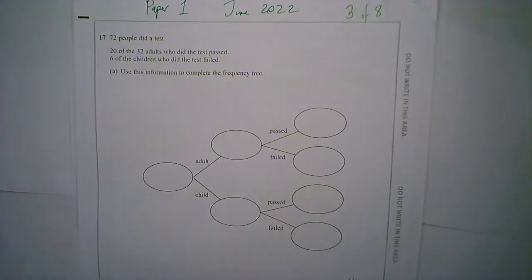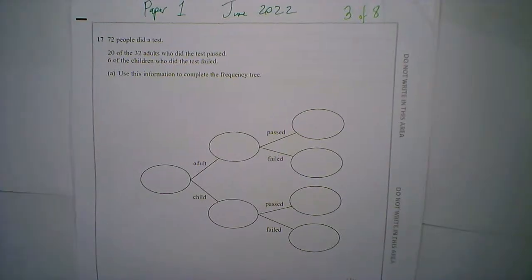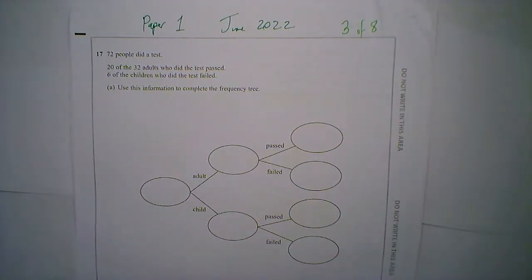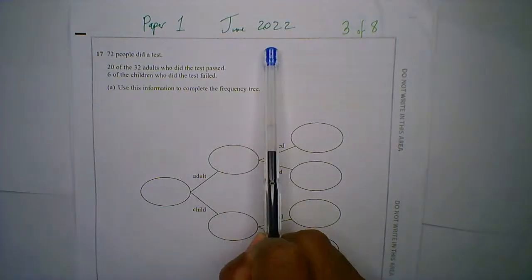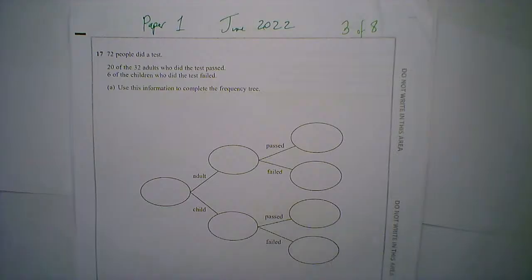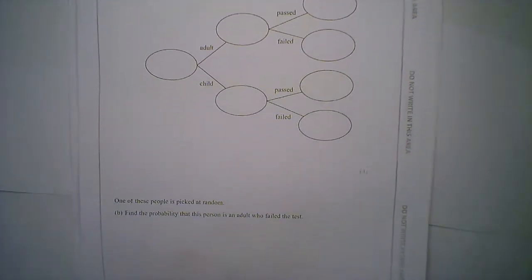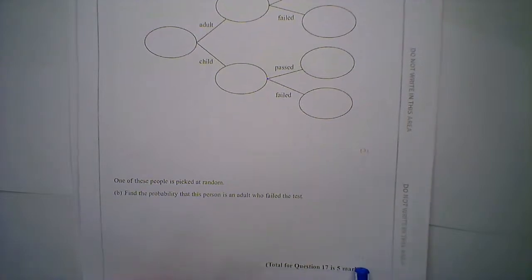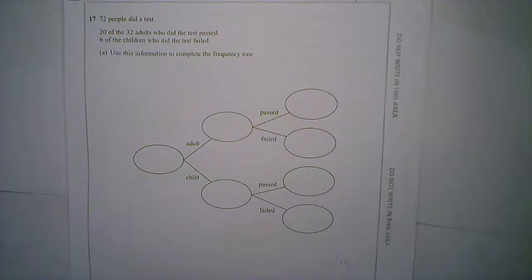So question 3. And you can see this is a paper 1 question, and it is from June 2022. This is question 3 of 8. And there is a part B, so you can see here, part B is worth 2 marks. So altogether, this question is worth 5 marks. So press pause, have a go. When you are ready, you can press play.